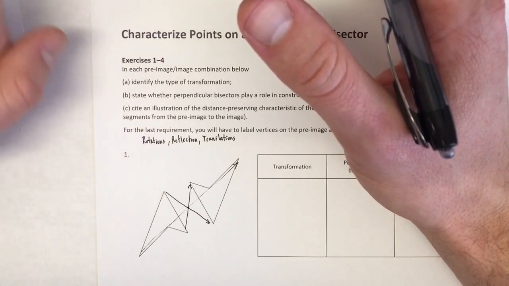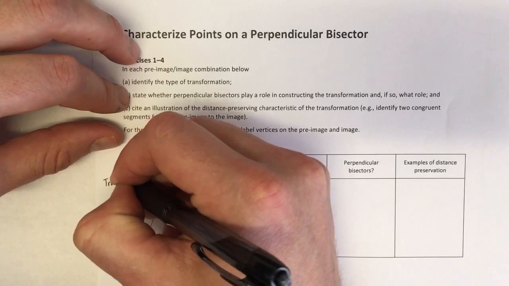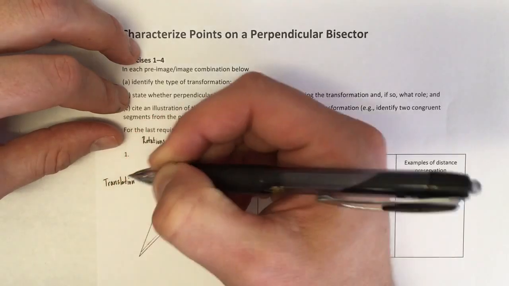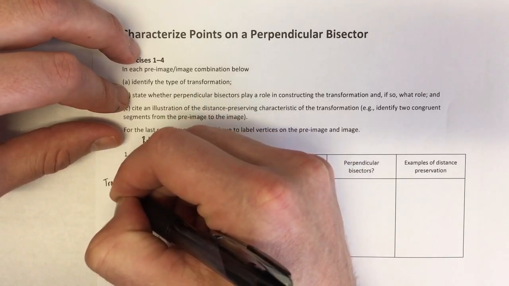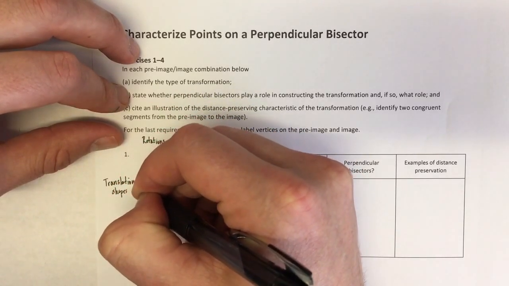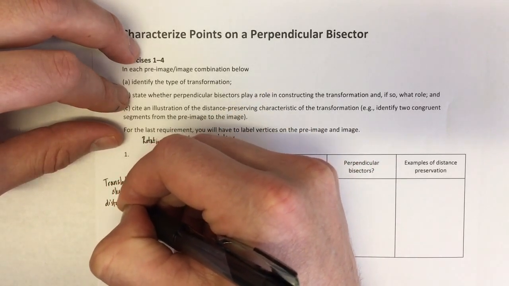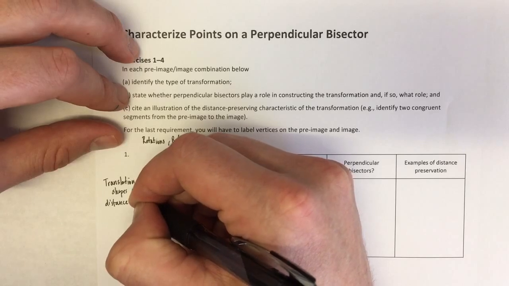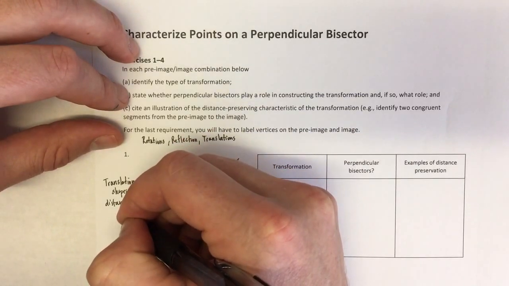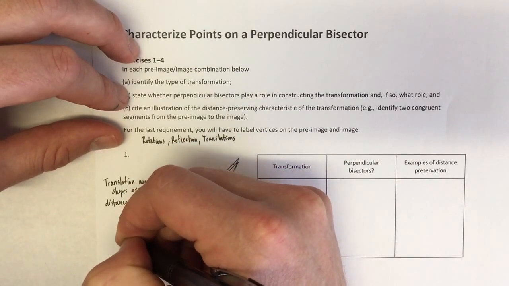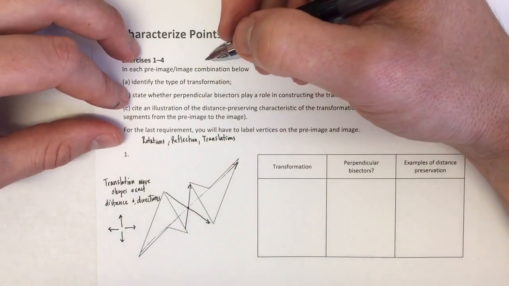so it's not a translation. A little way to think about a translation that may help you is that translations move shapes exact distances and directions. So it's almost like a joystick. It goes up, or it goes down, it goes right, or it goes left, or some combination of that.